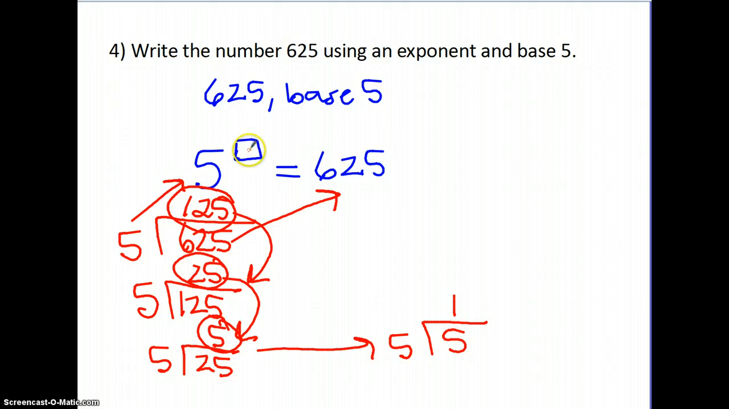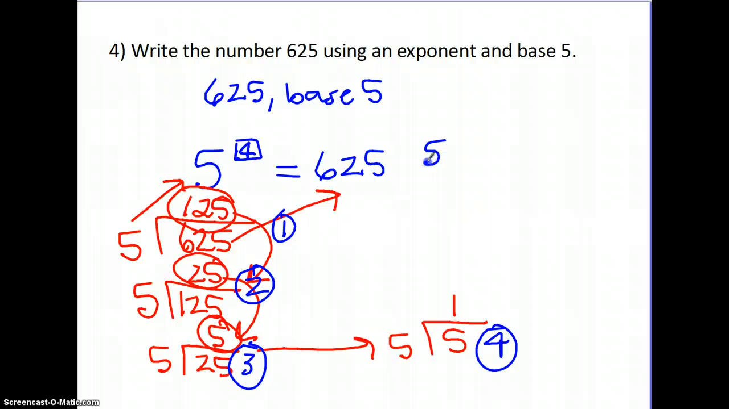And in order to find the exponent that goes in this box, we count how many times we had to use our division house. So we had to use our division house 1, 2, 3, and 4 times. So 5 to the 4th equals 625. Okay, and you can check your work by doing 5 times 5 times 5 times 5, which is 625.